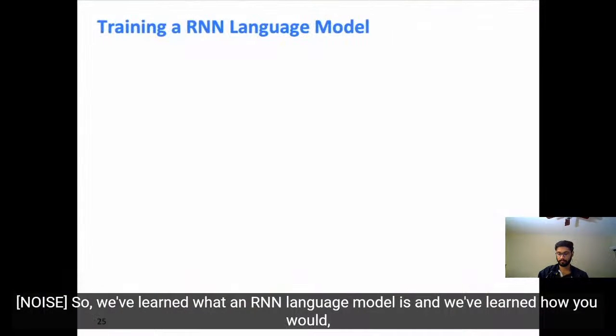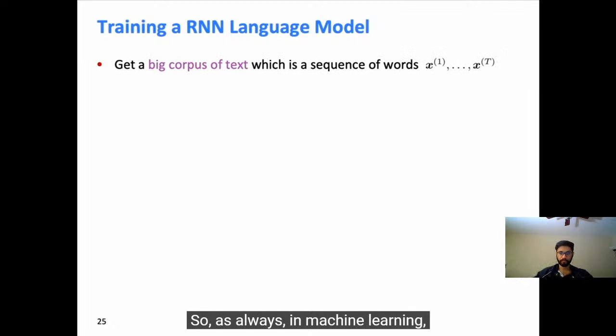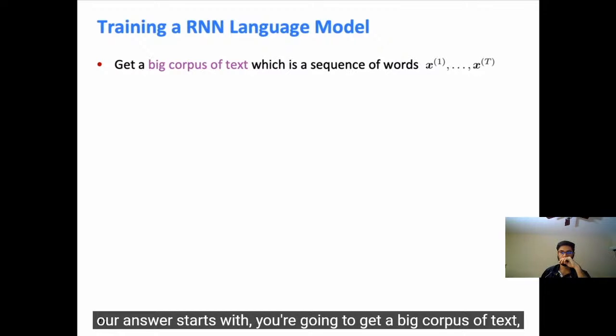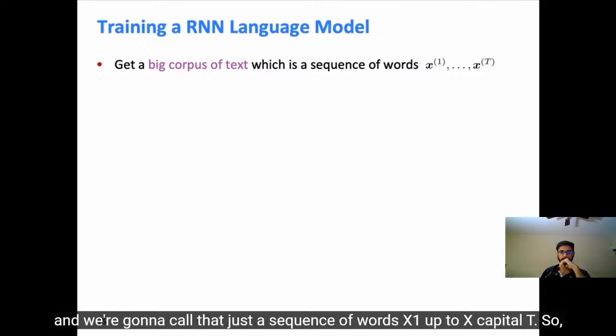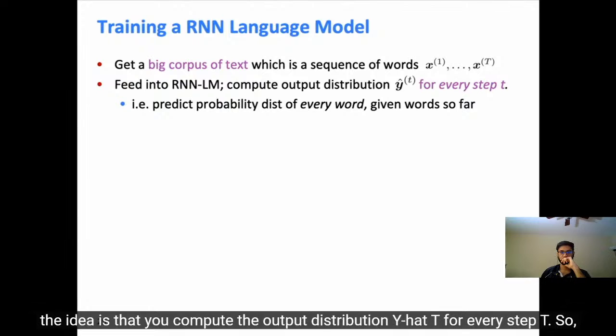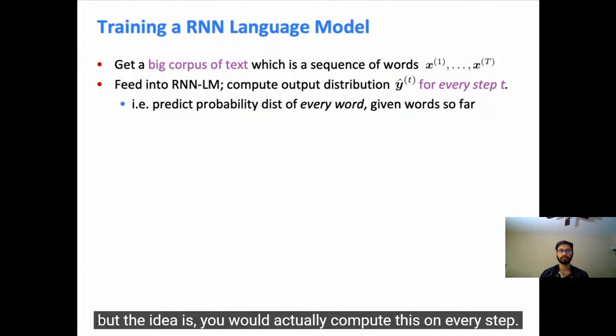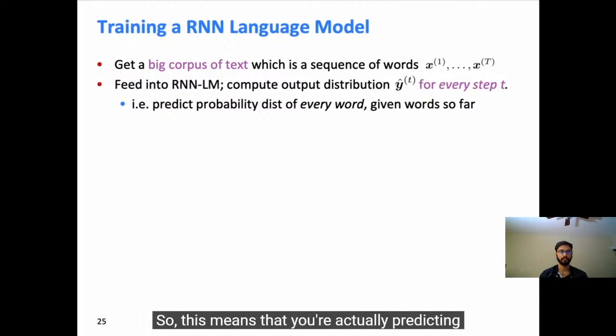So we've learned what an RNN language model is, and we've learned how you would run one forward, but the question remains, how would you train an RNN language model? How would you learn it? So as always in machine learning, our answer starts with you're going to get a big corpus of text, and we're going to call that just a sequence of words, x1 up to x capital T. So you feed the sequence of words into the RNN language model, and then the idea is that you compute the output distribution y hat t for every step t. I know that the picture I showed on the previous slide only showed us doing it on the last step, but the idea is that you would actually compute this on every step. So this means that you're actually predicting the probability of the next word on every step.